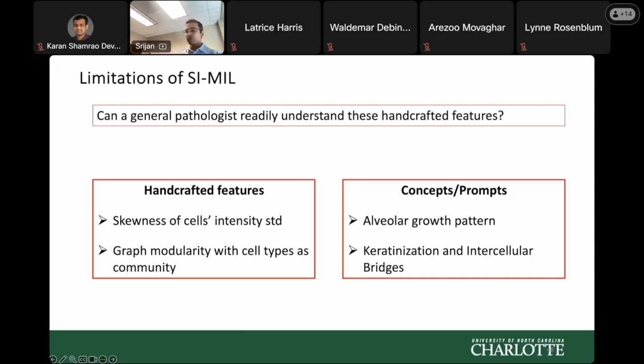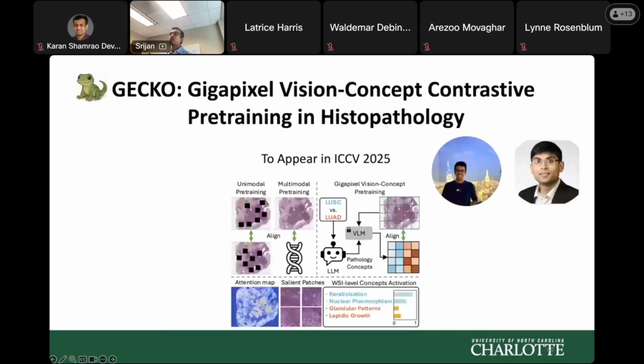But now with language models and good text embeddings, it is possible to generate these kinds of visual concepts which can be described in language. And that is what we did in our next work, JECO, which will be presented in October at ICCV 2025. All this work related to digital pathology is done in collaboration with Stony Brook Medicine, with Sarthak and his advisor Pratik Prasanna.